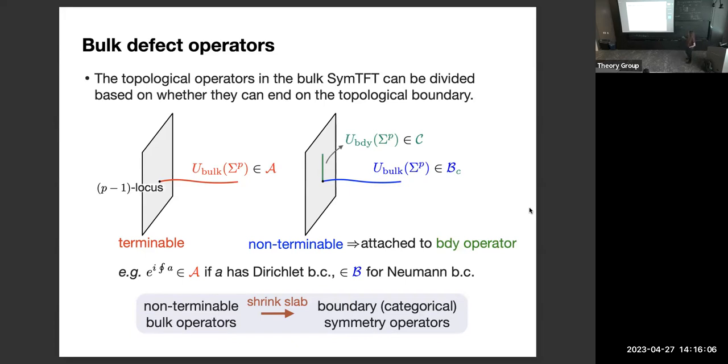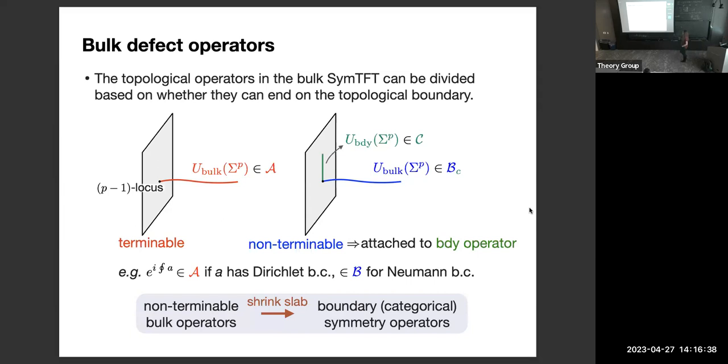So it's this D+1 dimensional system. And the statement is that the topological operators in this bulk symmetry TFT can be divided based on whether or not they end on the topological boundary. So what we're going to do is divide the operators into two sets. Here I'm drawing some picture, where the bulk is the symmetry TFT, and this is the topological boundary. So that's why I said this other boundary doesn't matter. It only matters in the formal sense.